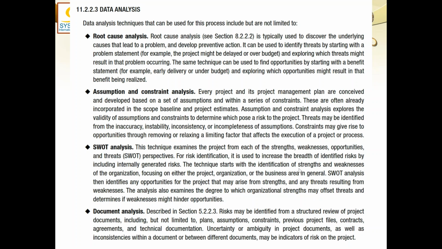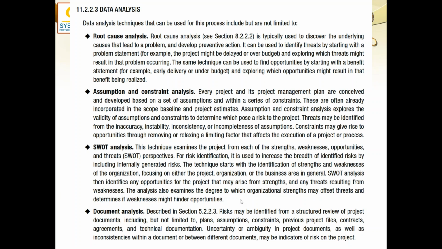The technique starts with the identification of strengths and weaknesses of the organization, focusing on either the project organization or the business area in general. SWOT analysis then identifies any opportunities for the project that may arise from strengths and any threats resulting from weaknesses. The analysis also examines the degree to which organizational strengths may offset threats and determine if weaknesses might hinder opportunities.